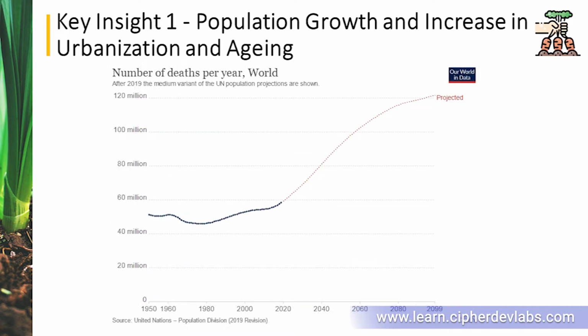And if you look at this graph, we can see the number of deaths per year worldwide. So it's just been hovering about 50 million from 1960 onwards until about 2020. And then we are seeing a gradual but sharp increase in the number of deaths worldwide. So this is due to many factors like dietary conditions, non-communicable diseases like cancer, stroke, heart diseases, and things like that, as well as other diseases.